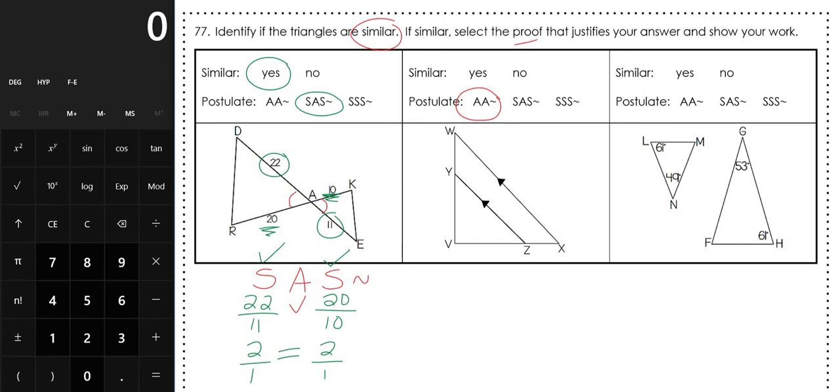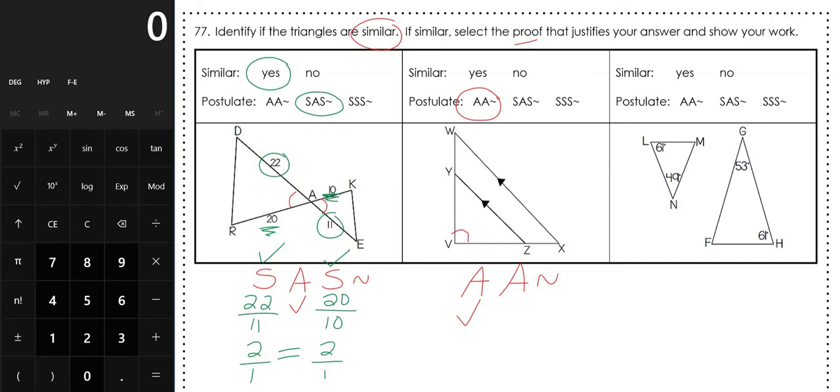Now, I do know that I have angle V, which is an angle that they share. Angle V is part of the small triangle and the big triangle. So that's definitely one pair of angles that they have congruent. So I'm going to go ahead and write out my AA similarity. So I definitely have one pair of angles congruent.